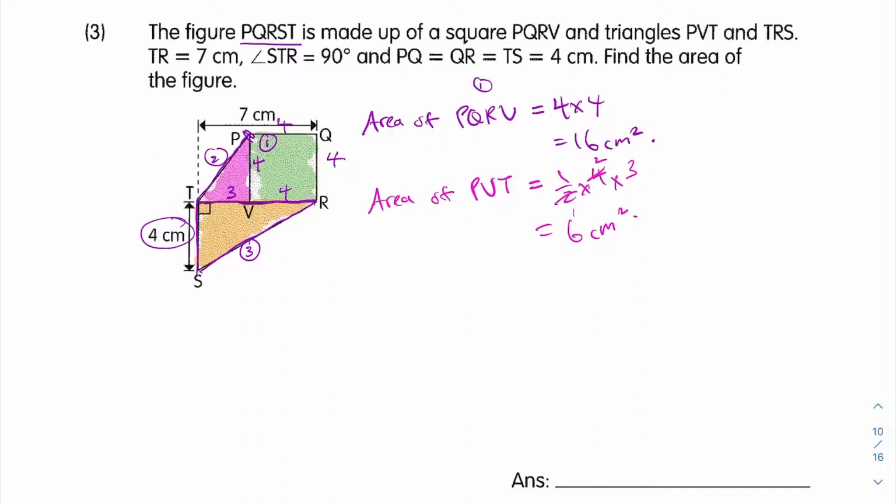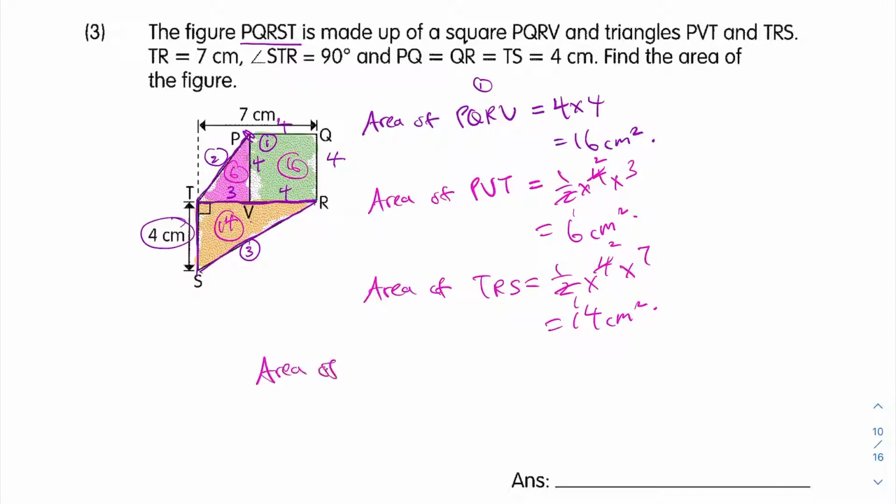And lastly, your area of TRS would be half times 7 times 4. So would be 14 square centimeters. So you have 16 here, 6 here, and 14 here. So area of figure would be 16 plus 6 plus 14 will give you 36 square centimeters. So the area of the figure is 36 square centimeters.